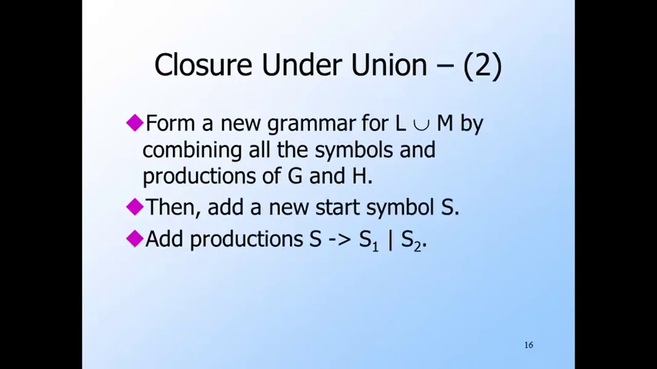And we'll build the grammar for L union M by combining all the symbols of the two grammars G and H. That is, the new set of terminals is the union of the terminals of G and H, and the new set of variables is the union of the variables in G and H, plus a new symbol S that is not a symbol of either grammar and will be the start symbol of the new grammar. The new set of productions is the union of the productions of G and H, plus two new productions, S goes to S1 and S goes to S2.